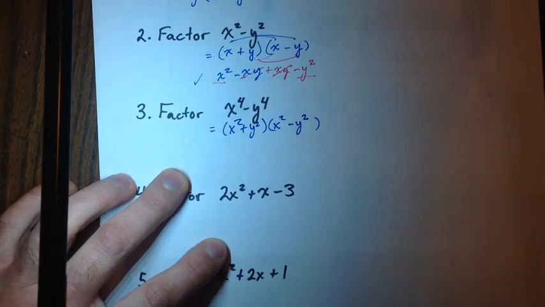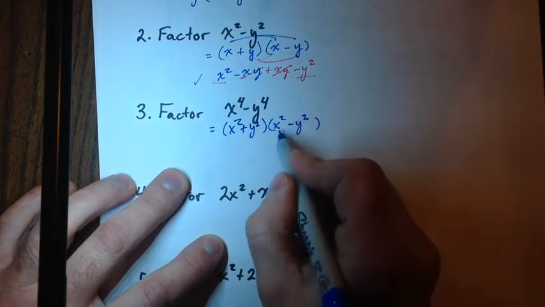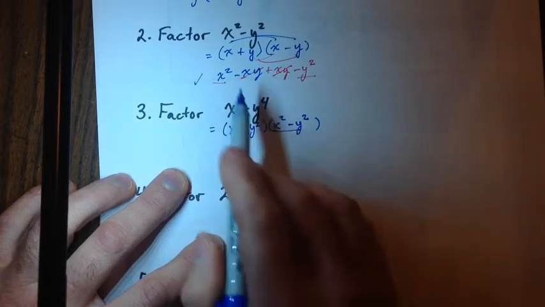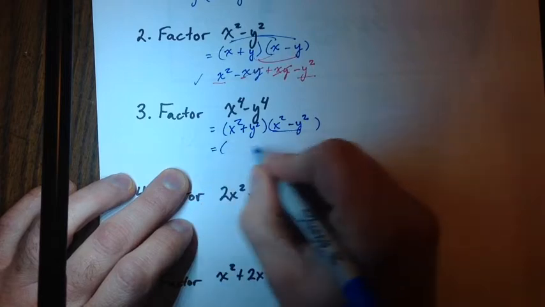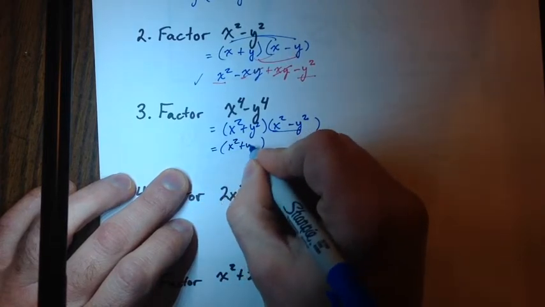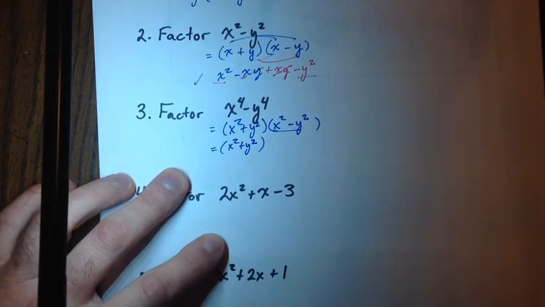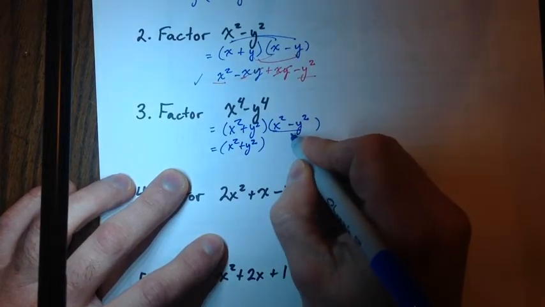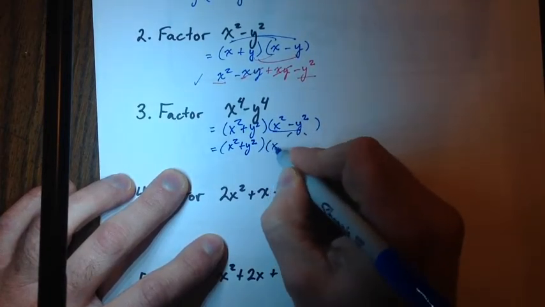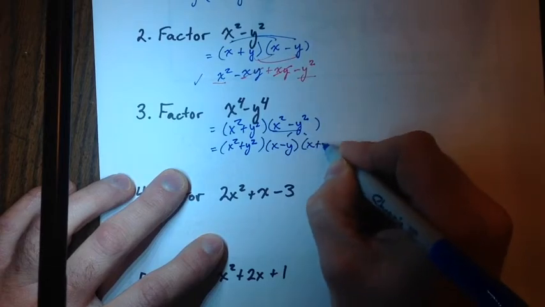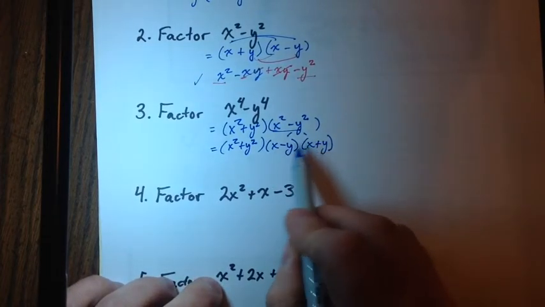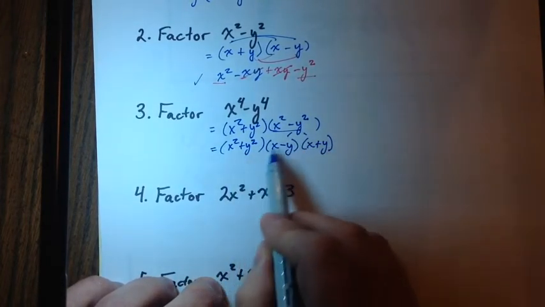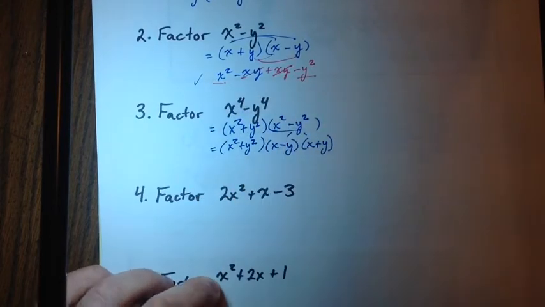Now, you may notice after this initial step, this is another difference of squares. So in this next step, we leave this trinomial alone. We can't factor a sum of squares. But now we break this into two parts as well. X minus y times x plus y. And again, if you wanted to check this, you could multiply these two out, get your answer, and then multiply that out. And you would end up with the same thing that we started with.